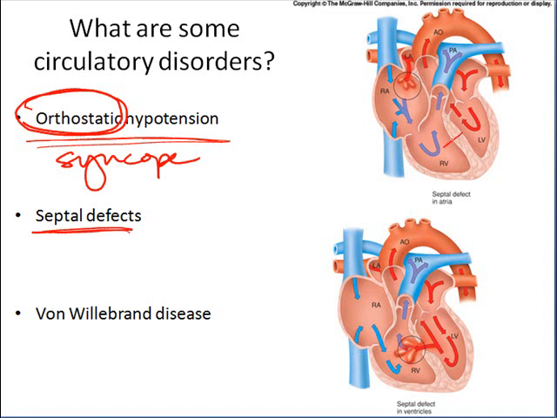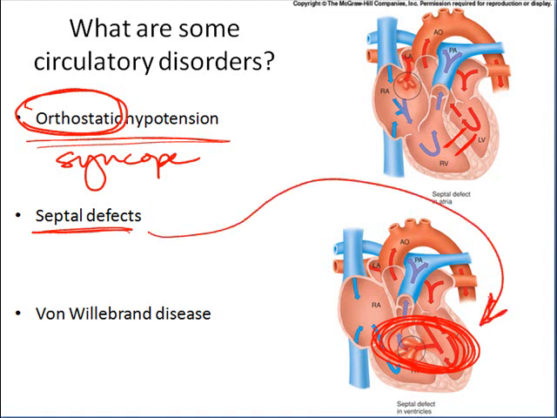Sometimes there'll even be holes between, say, the interventricular wall, the interventricular septum, or the interatrial septum, like you see here, and that produces what we call a septal defect. If they're not corrected, they can be fatal because what you're doing is you're mingling deoxygenated blood with oxygenated blood, and you're reducing the efficiency of your body's ability to deliver good oxygenated blood out to the tissues.